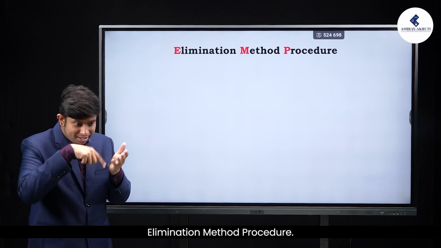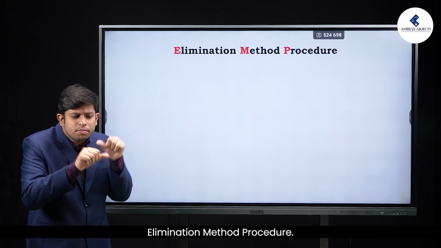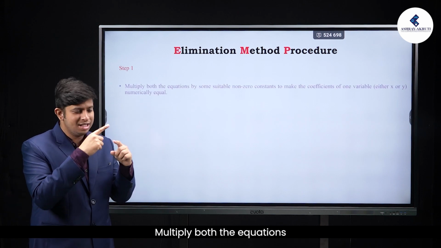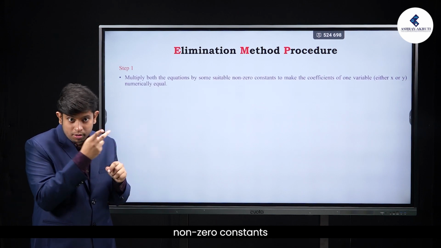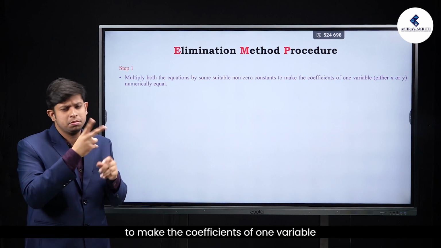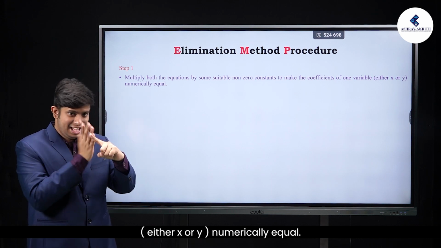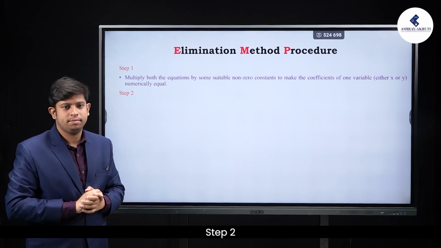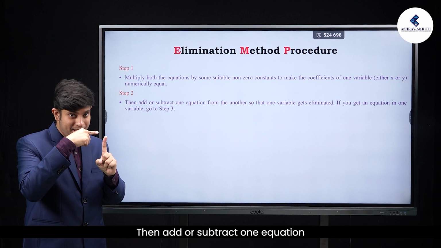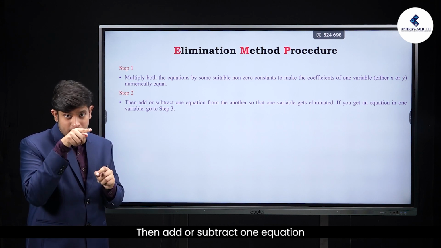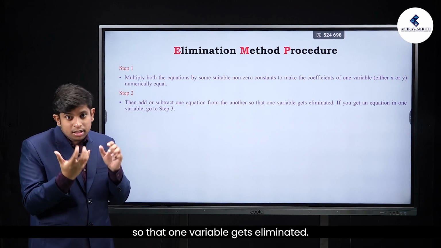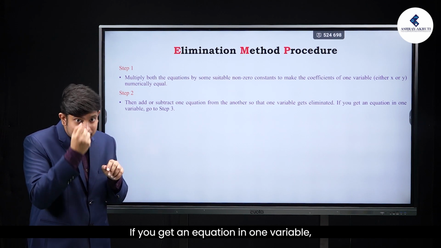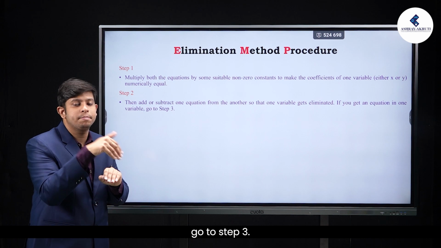Elimination method procedure. Step 1. Multiply both the equations by some suitable non-zero constants to make the coefficients of one variable, either x or y, numerically equal. Step 2. Then add or subtract one equation from the other so that one variable gets eliminated. If you get an equation in one variable, go to step 3.